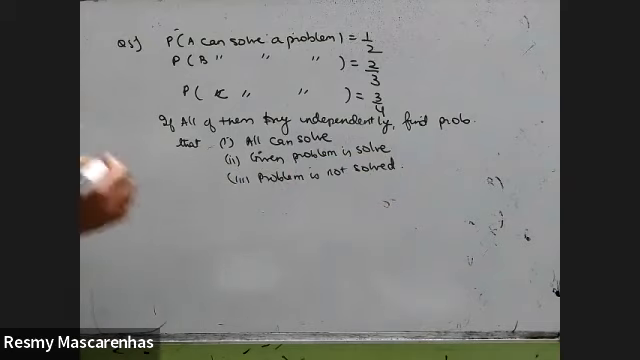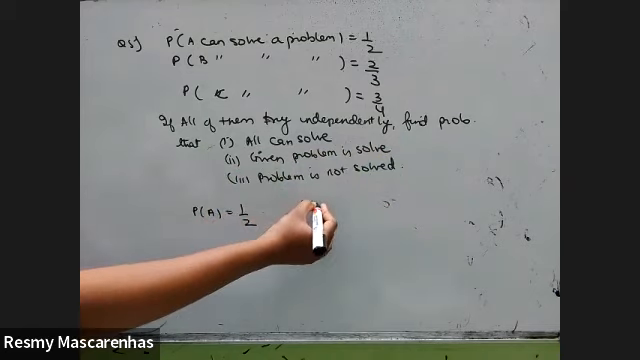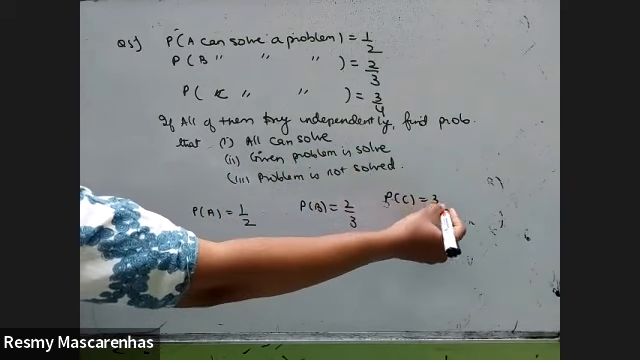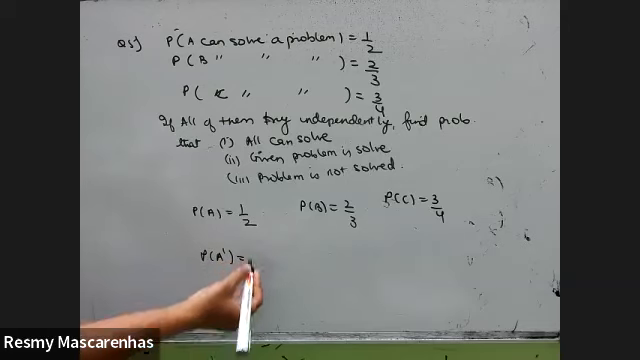So P of A is half, P of B is 2 by 3, P of C is 3 by 4. Somewhere or the other, definitely I will need the complement, okay? So I'm first only finding and keeping.